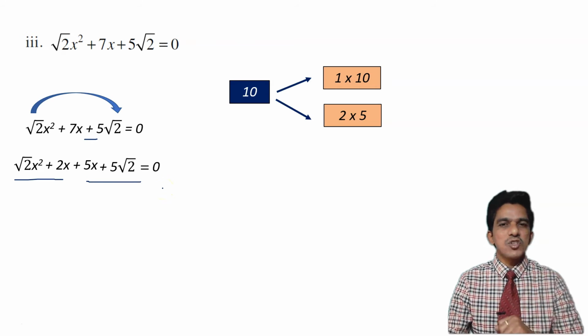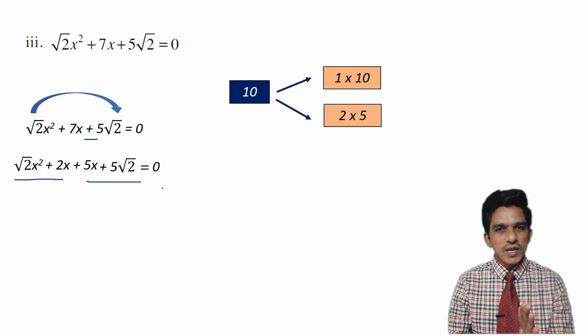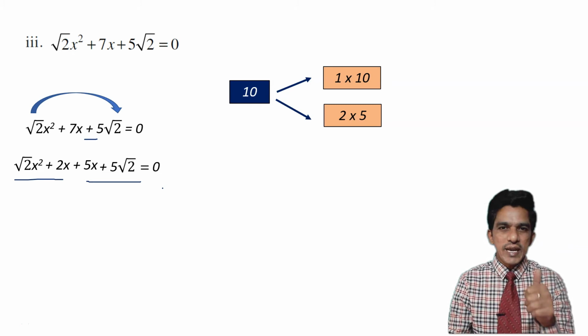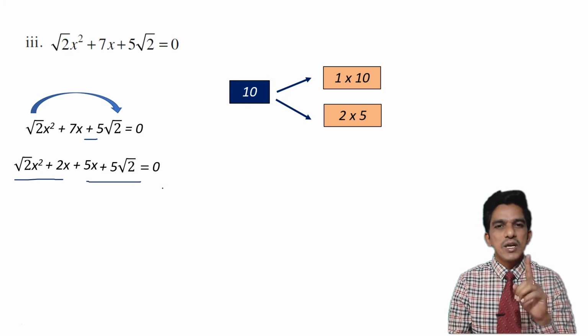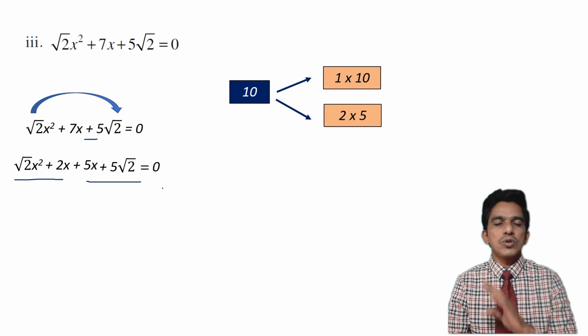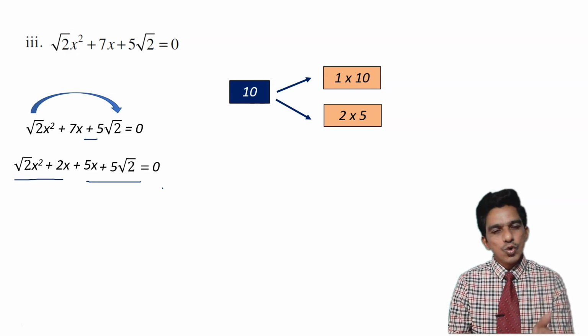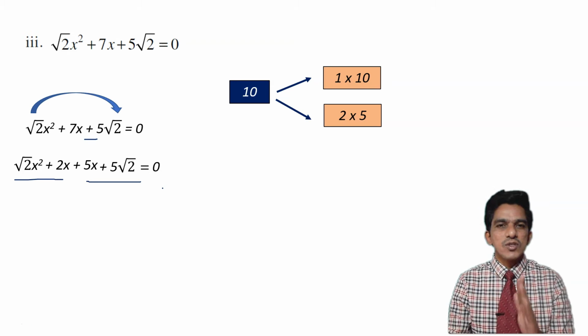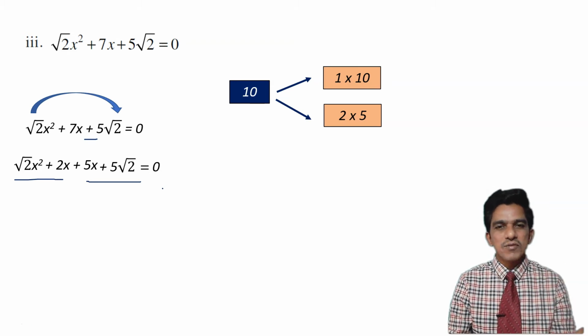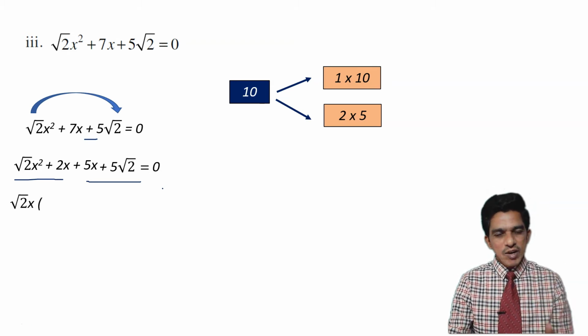ఇక్కడ మనం జాగ్రత్తగా అబ్జర్వ్ చేయాలి. root 2x square plus 2x రెండిట్లోని x కామన్. ఆల్సో 2 is actually root 2 into root 2. అంటే 2x కనబడడానికి మనకు అట్లా ఉంది కానీ we can take it as root 2 into root 2 into x. So actually గా square root of 2 is common for both the terms. So I can take out root 2x.